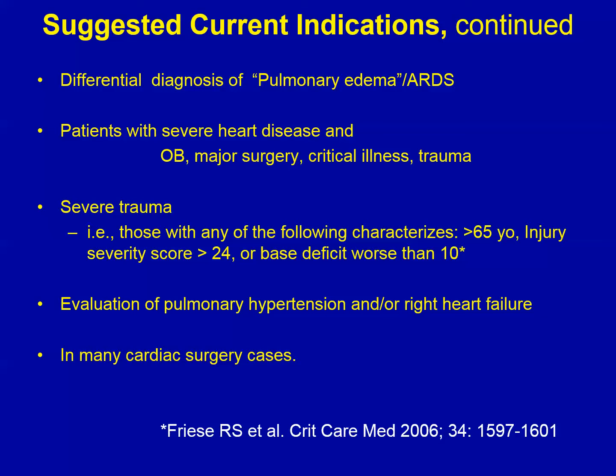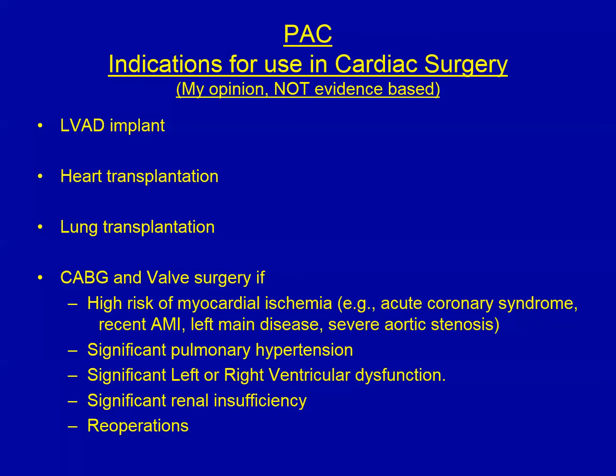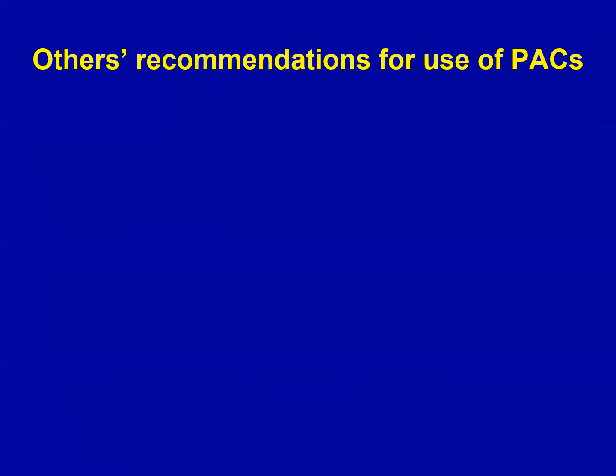It should be used in the evaluation of pulmonary hypertension and right heart failure, and in many cardiac surgery cases. This is my list of indications for use in cardiac surgery, and they include LVAD implants, heart transplant, lung transplant, and patients undergoing CABG and valve surgery if they have any of these characteristics. Others also recommend the use of pulmonary artery catheters as summarized in the next few slides.